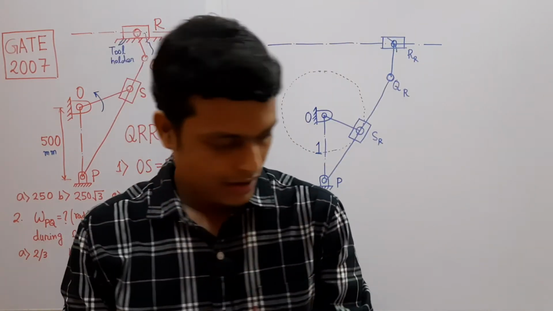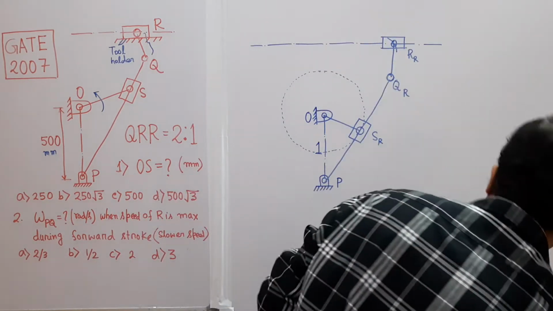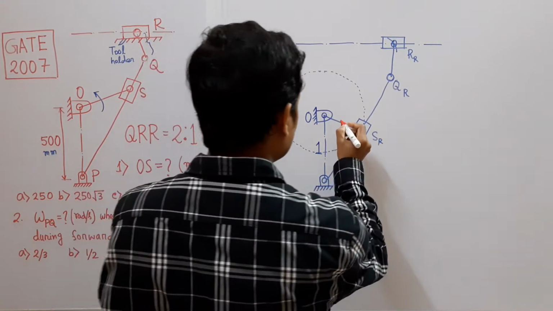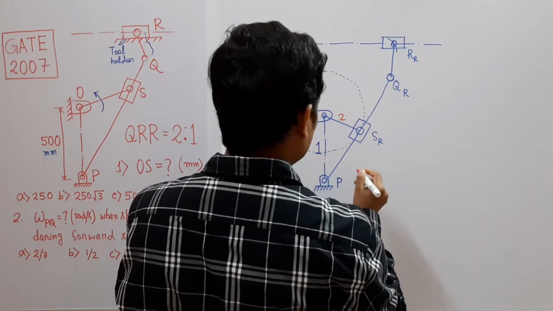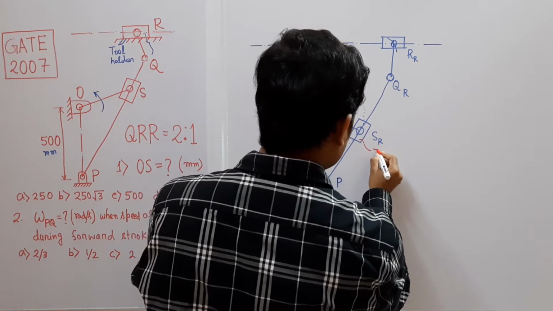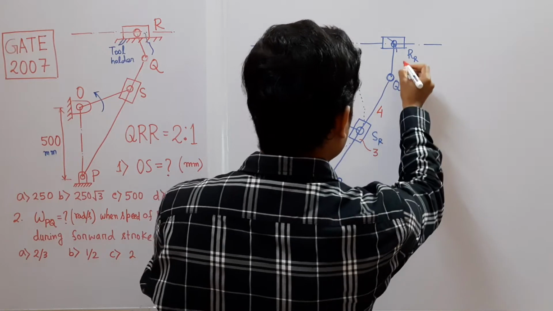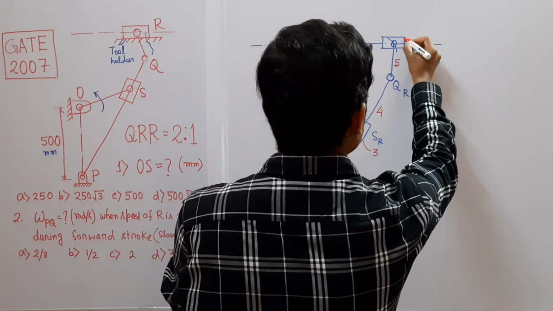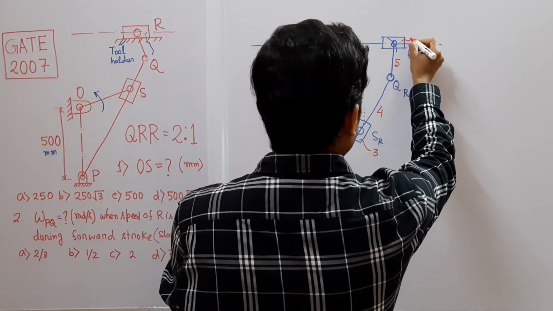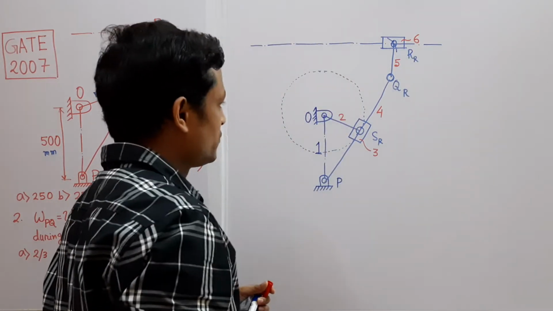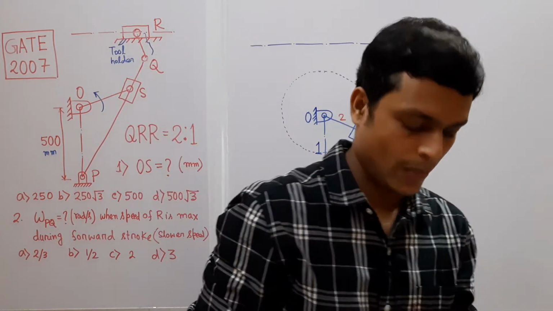Now let me denote the link numbers. The fixed link is 1, the crank is 2, this slider is 3, the oscillating link is 4, this link is 5, and this is 6. So there are 6 links.